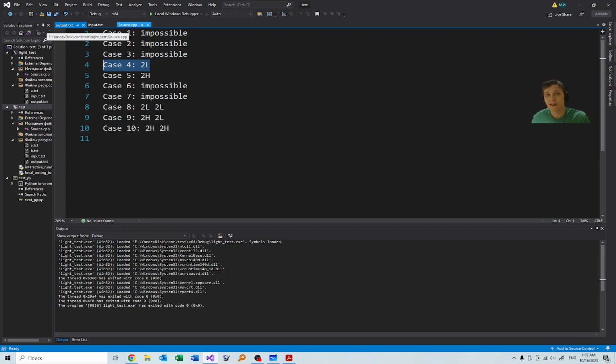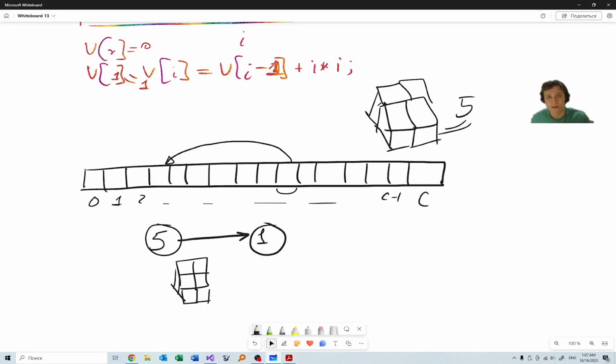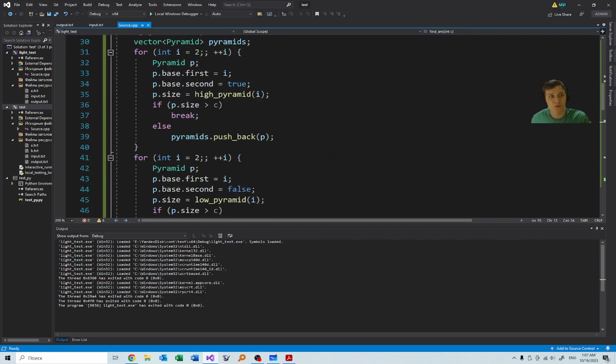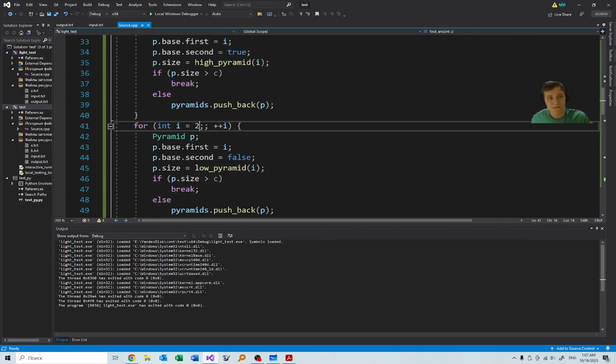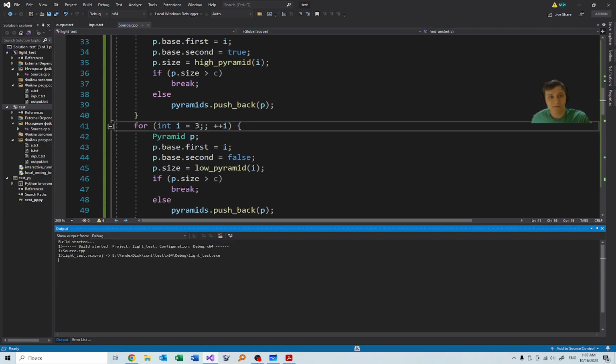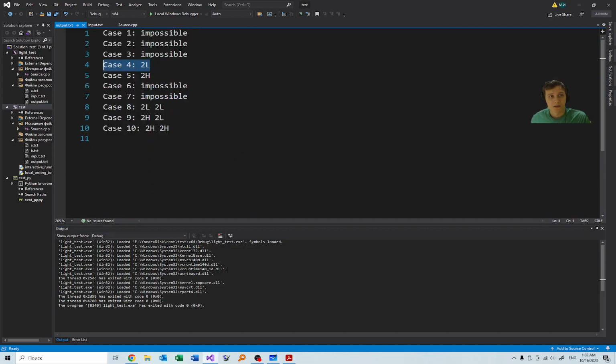Also, let's fix immediately this problem. Yeah, because 2L is not an allowed pyramid, because this is of height 1. But this is kind of easy to fix. We just start the low pyramids from 3. So this is low pyramid. We started from 3. Okay, now this is impossible. But we have another problem, which is 2H to H.